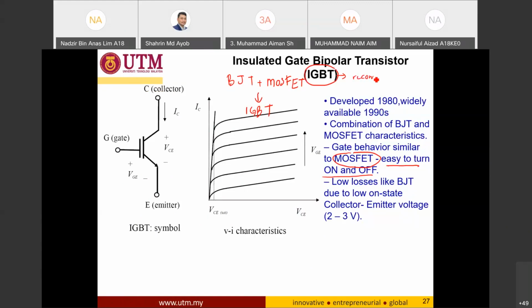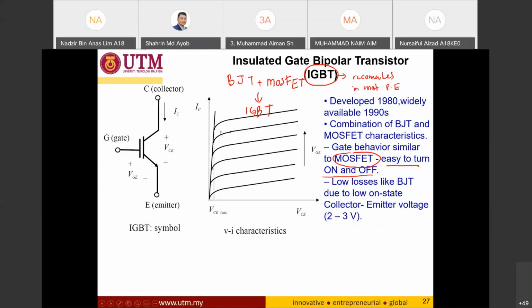So this IGBT can be regarded as very recommended in most power electronic applications. During my PhD work I also used IGBT because it's very simple, easy to turn on and off, very easy. It doesn't give much trouble. So it can be used in high power, medium and low power applications. No problem at all.